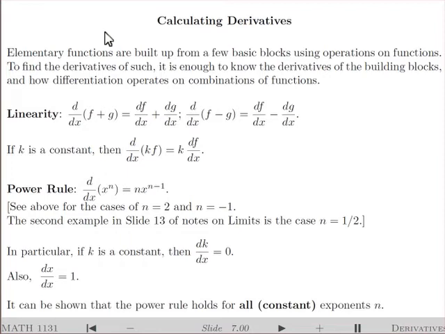So now let's look at some of the basic rules. There are some rules which deal with combinations of functions. One such for differentiation says that differentiation distributes over addition and subtraction. That is to say, if f and g are differentiable, then the derivative of f plus g is the derivative of f plus the derivative of g. The derivative of f minus g is the derivative of f minus the derivative of g. It turns out multiplication and division are more complicated. We will get to that later.